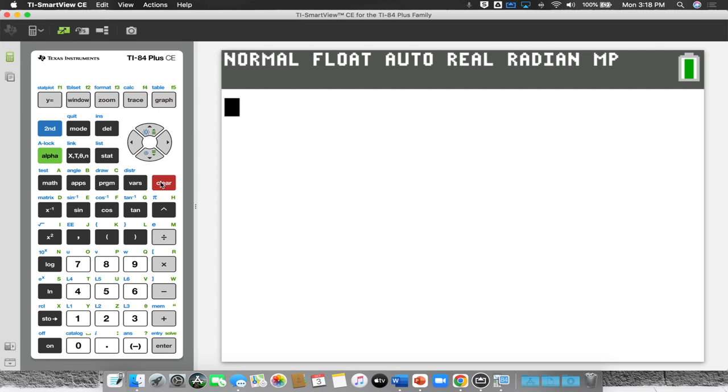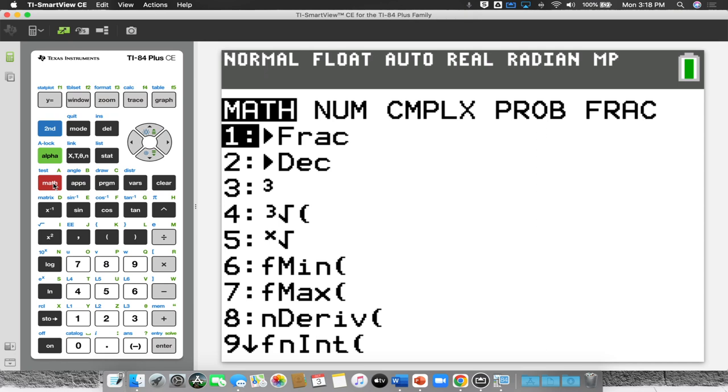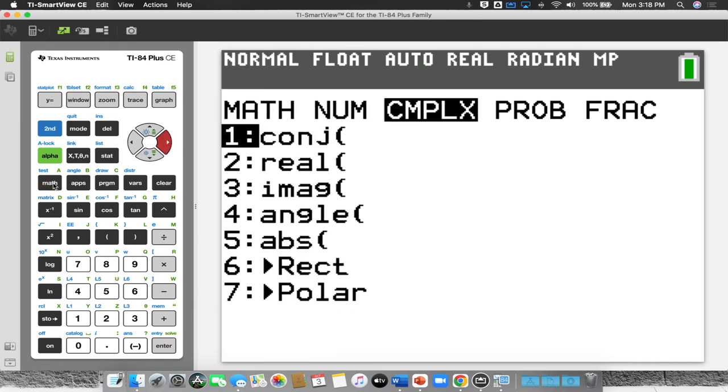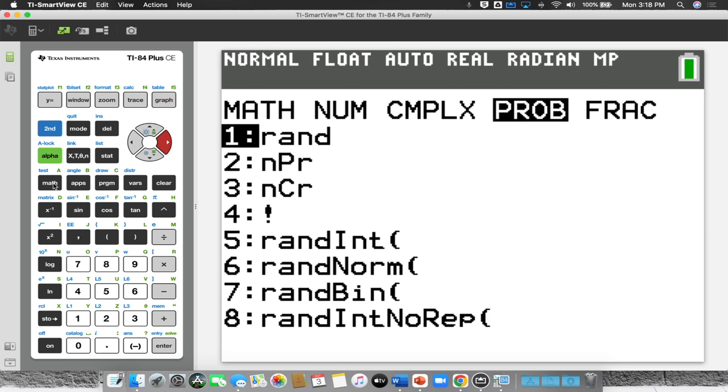The only thing we're going to use in this chapter is randomness. So to do randomness, you're going to go to math. Math. It's right underneath the green button. There's M-A-T-H. You're going to hit that button right there. And then we're going to go over to where it says probability. There are five different things that say random. The first one says random. Number five says random. Number six says random. Number seven says random. And number eight says random.